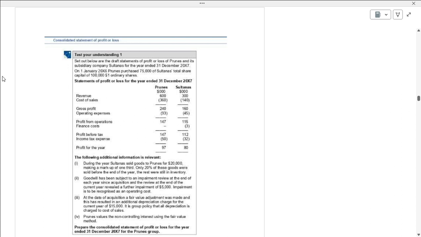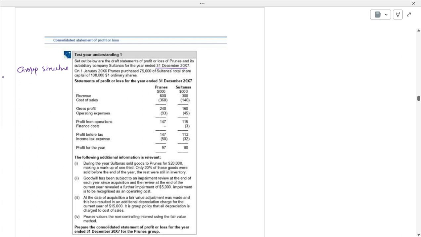It says that set out are the draft statements of the parent and subsidiary for the year ended, this is the reporting date. On January 1st, they have purchased. See the thing. The first one is your group structure. Hussein, yesterday you were not there, but again I am going to explain this to you.